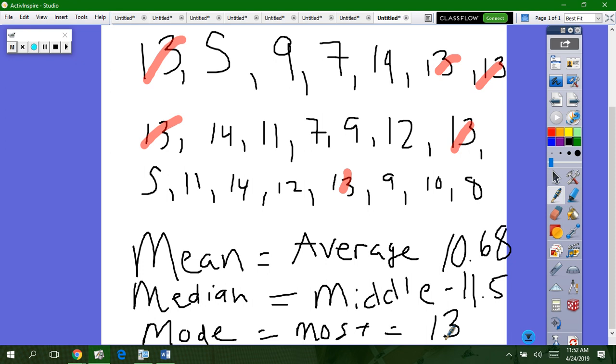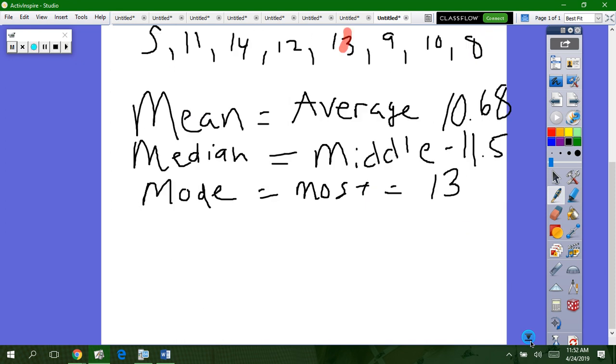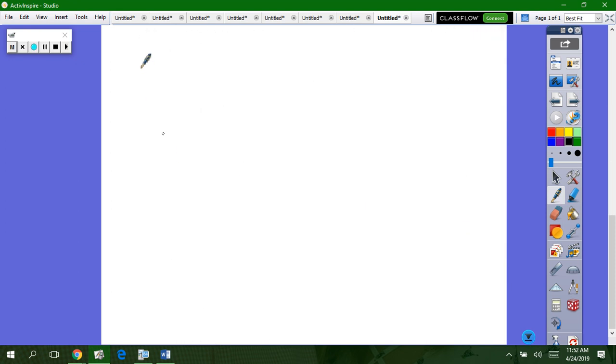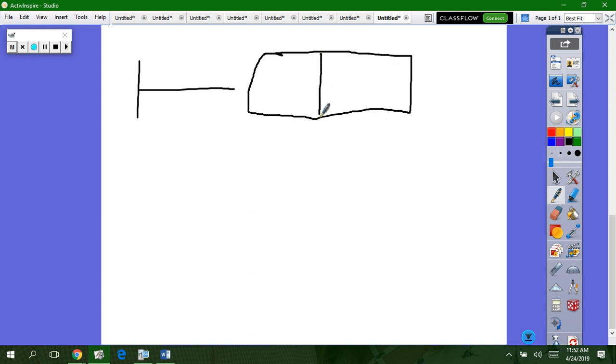So, Taylor, what a box and whisker looks like is this. Sorry, I'm just drawing it. That is an example of a box and whisker. Now, let's go ahead and talk about this. What does this one represent? That is the min. That is the lowest point.